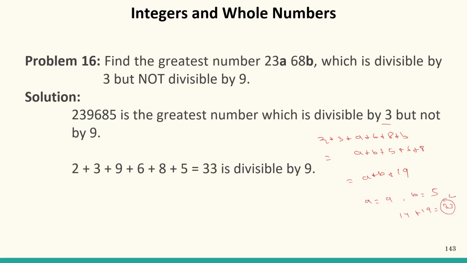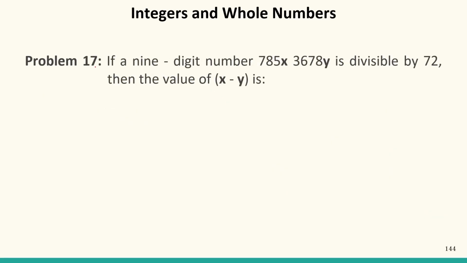So 14 plus 19 is equal to what? 33. That is actually divisible by 3. But as you can see, 33 is actually not divisible by 9. Okay, so 33 is not divisible by 9. Right, so let's go forward with 17. That is, if a 9-digit number, that is this, is actually divisible by 72, then the value of x minus y is equal to 40.